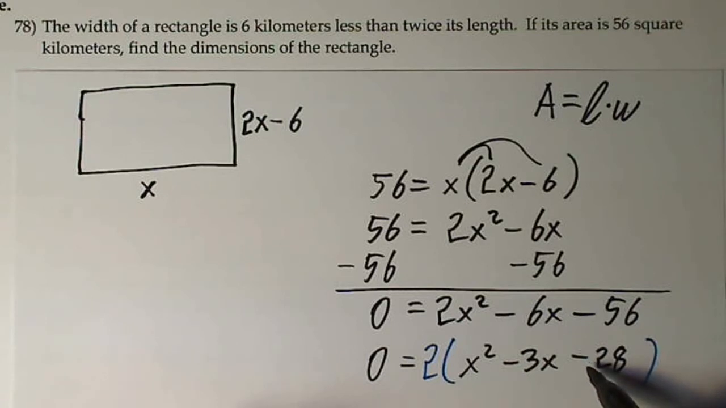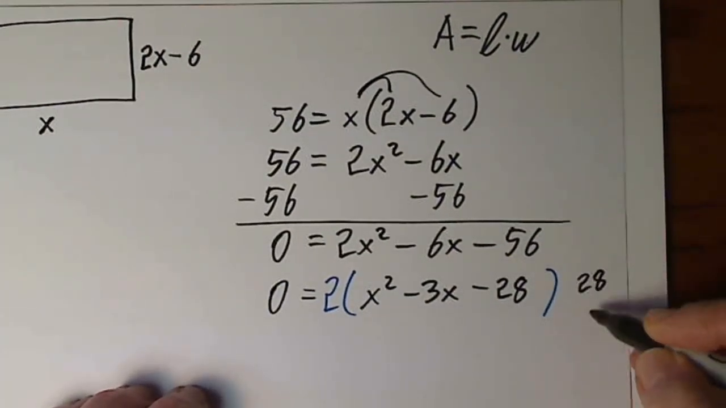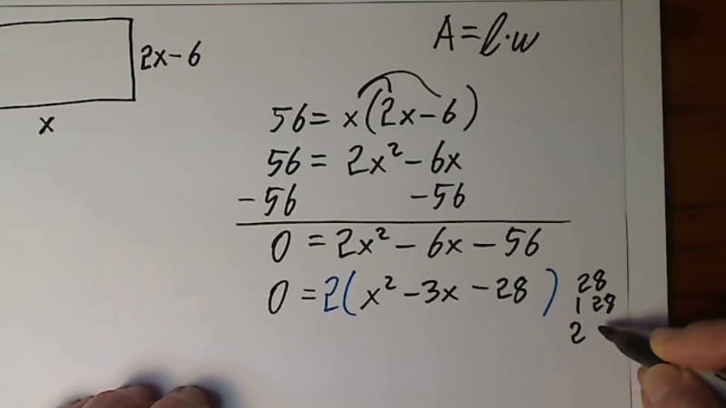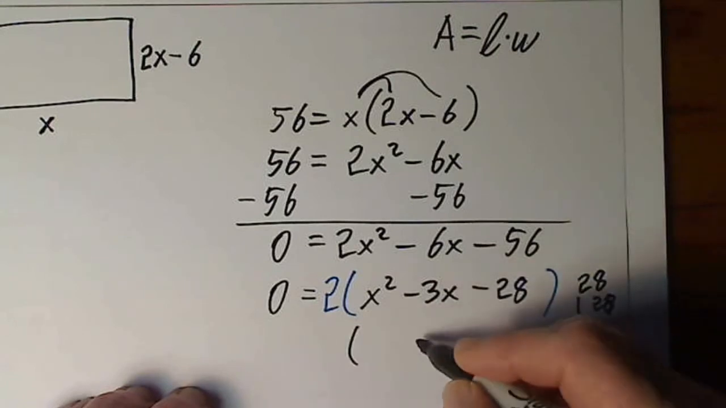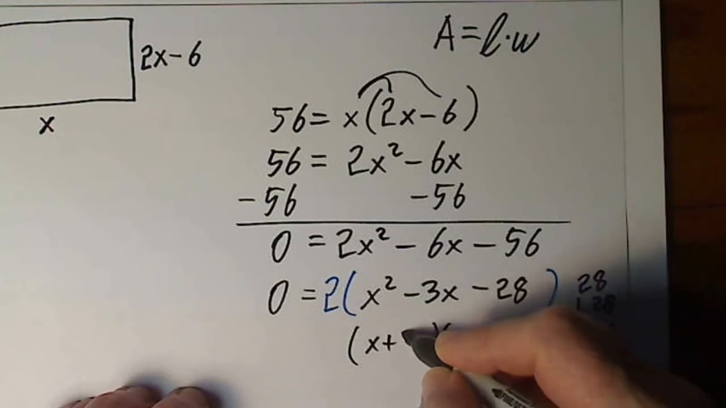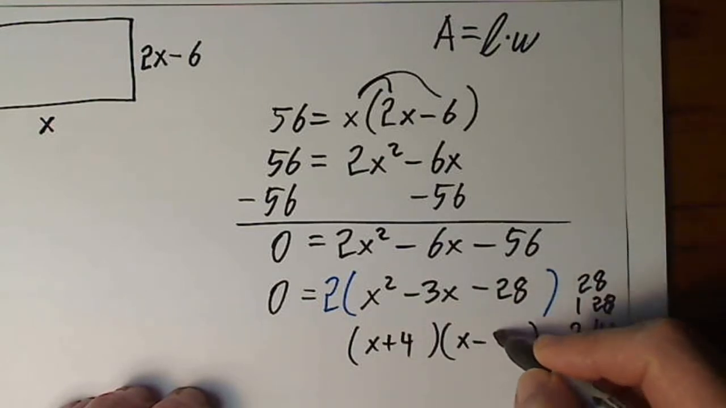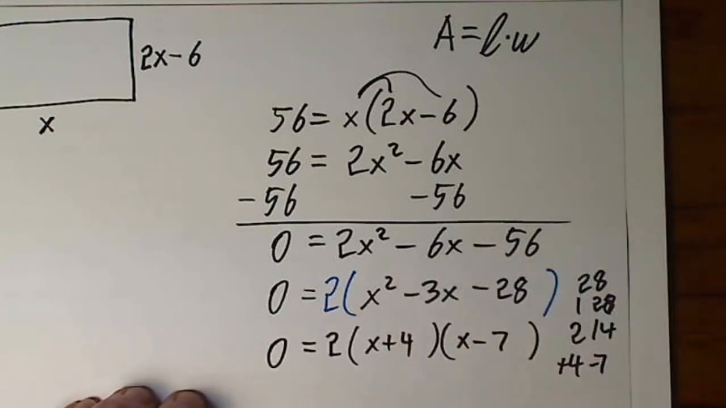I'm going to list all the factors of 28 and look for a difference of negative 3. So for my 28, 1 and 28, 2 and 14, 3 won't work, 4 and 7. So if I have negative 7, positive 4, that'll do it. So this can be factored as x plus 4, x minus 7. This 2 drops down, and it's all equal to 0.